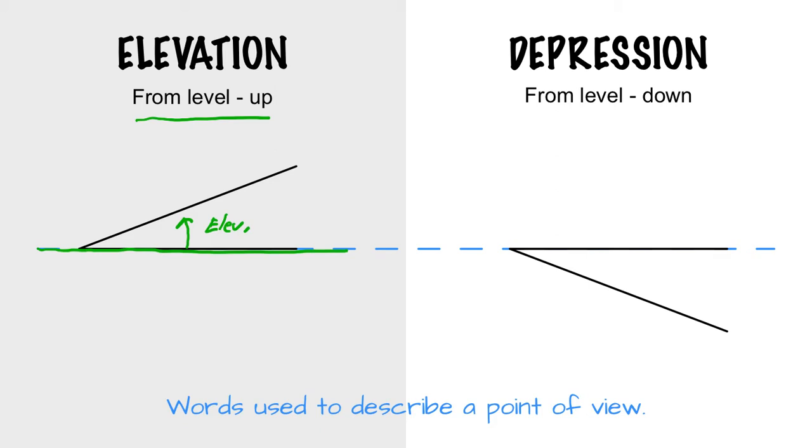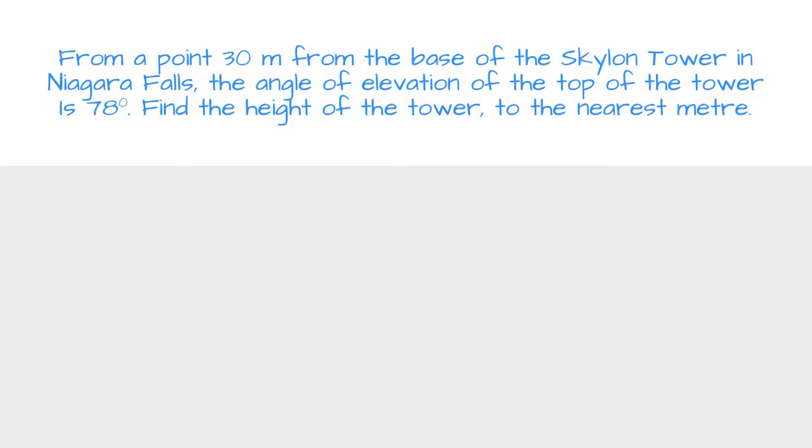Again, if you're looking straight ahead and then looking perhaps down on the ground at some object, that would be the angle of depression. It really is just two words used to describe a point of view. So, two word problems, one with elevation, one with depression.